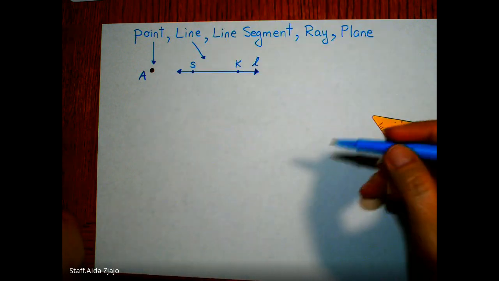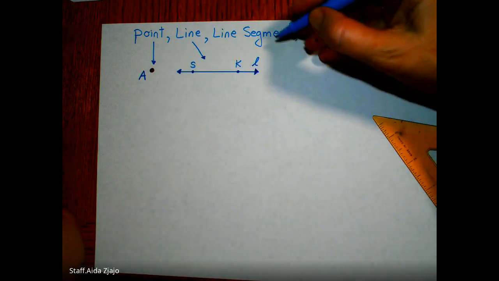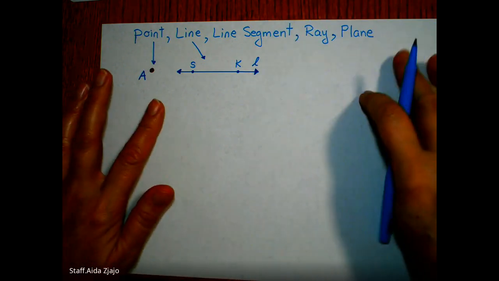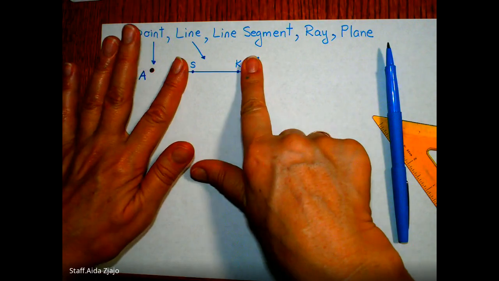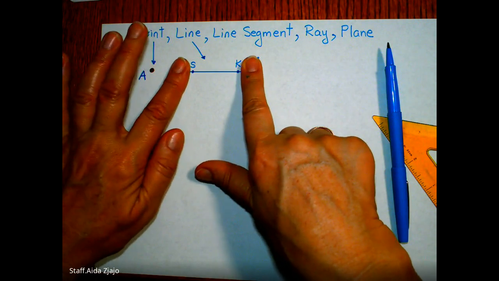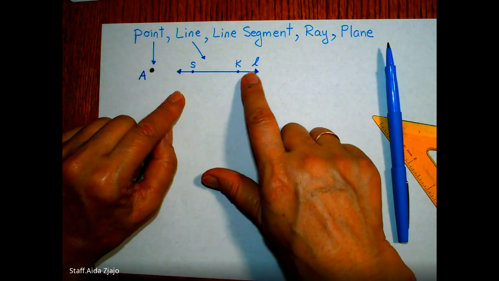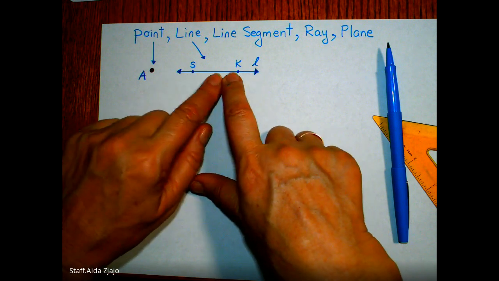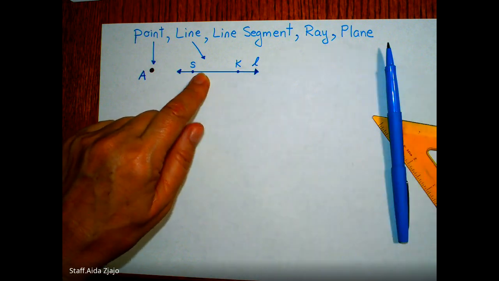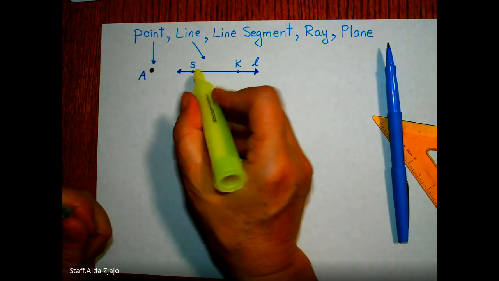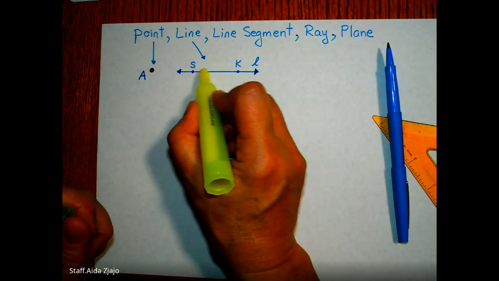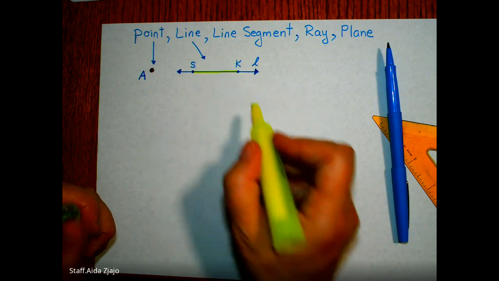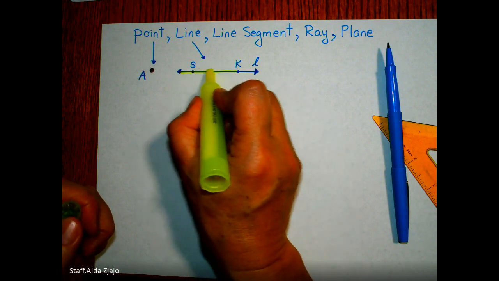When I talk about a line segment, it is a part of a line. So the line segment would be this S and K if there is no extending of these arrows to the right and to the left. So a line segment is the part of a line. So we can see that this could be a line segment right here. If I highlighted that, that could be a line segment. But that whole thing is a line.